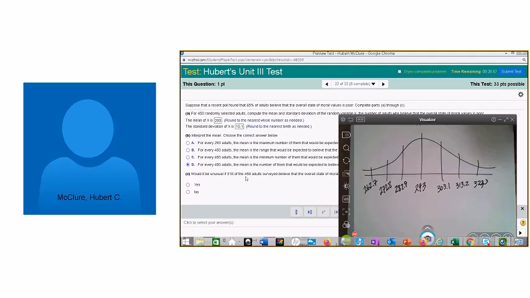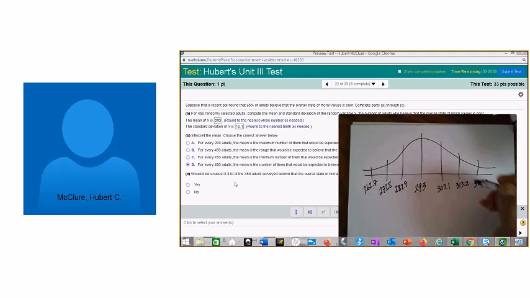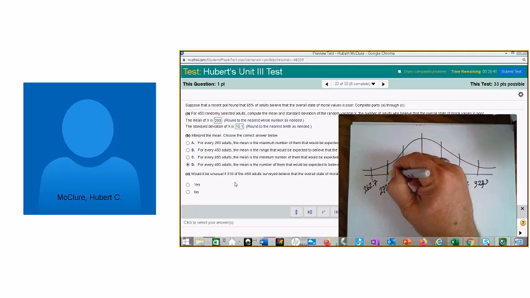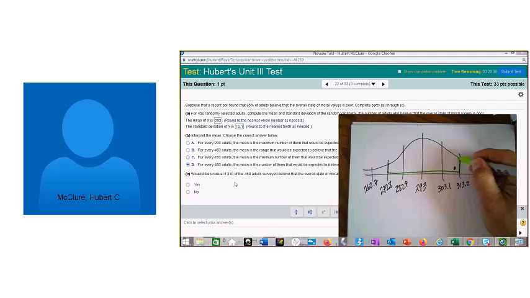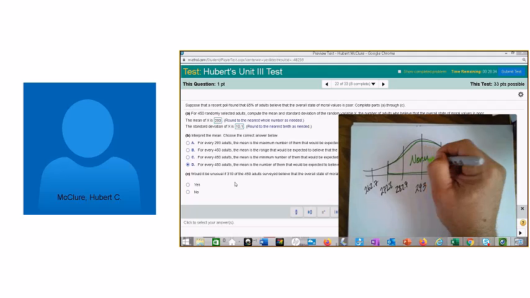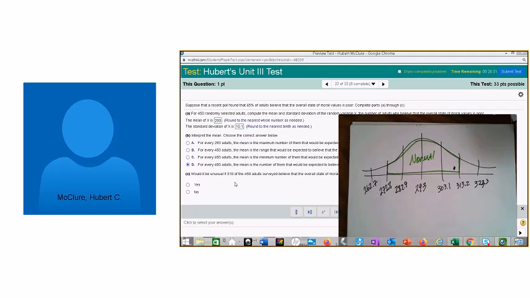450 adults surveyed believe that? Well, where's 310? 310 is in here. Normal. Remember the empirical rule, two standard deviations. Normal. Would it be unusual? No.